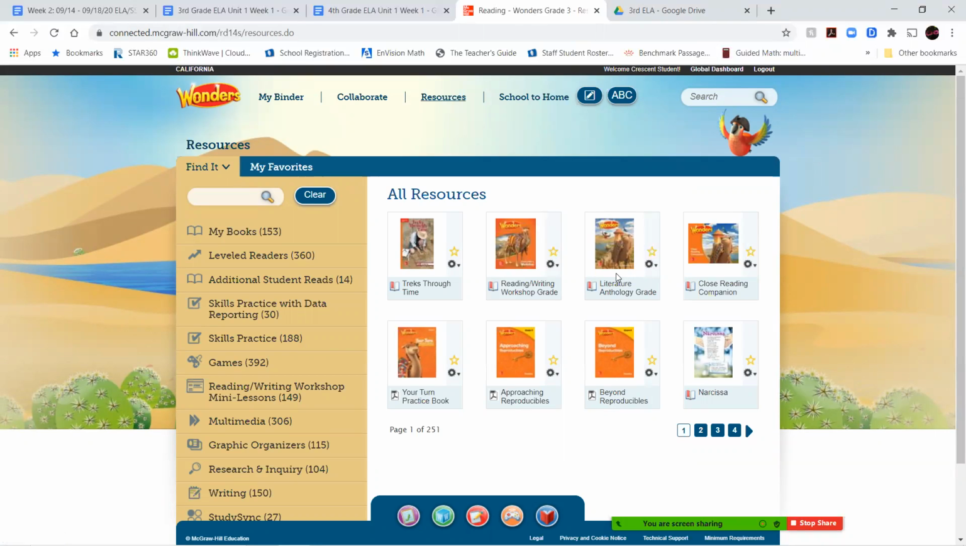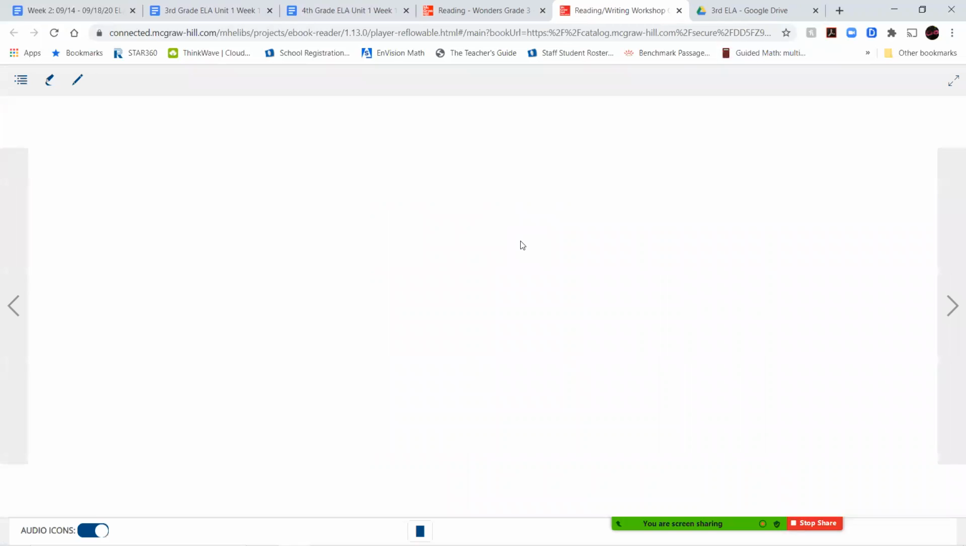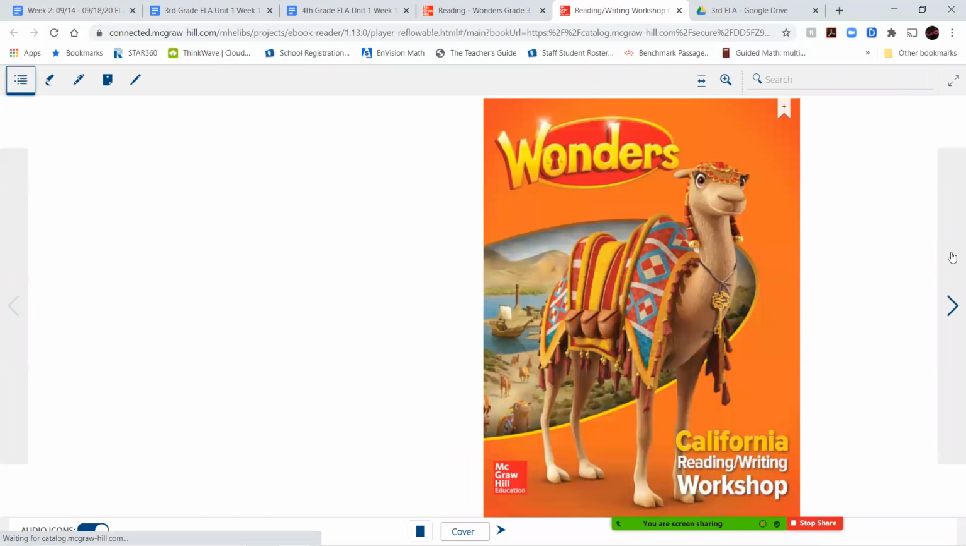And in case you misplace your practice book or something happens to those pages, when you actually have your workbook with you, you can download it right here, or you could go back to our shared drive, and I showed you that your books are also in there. So I'm going to open up both of these. I'm going to open up the reading and writing workshop.